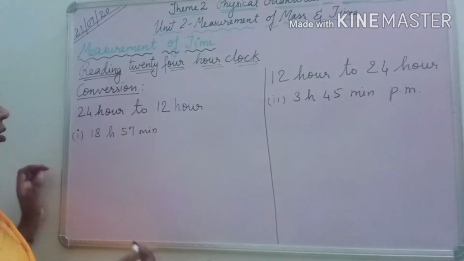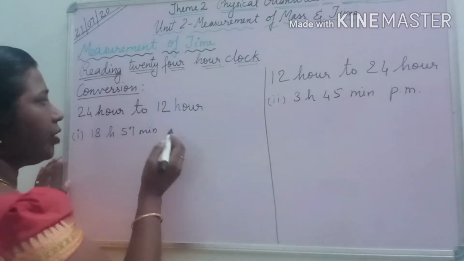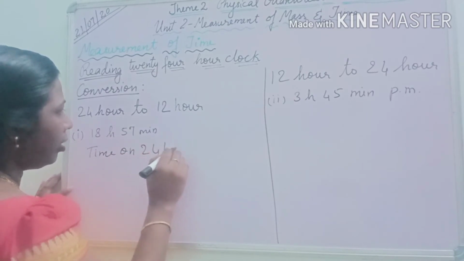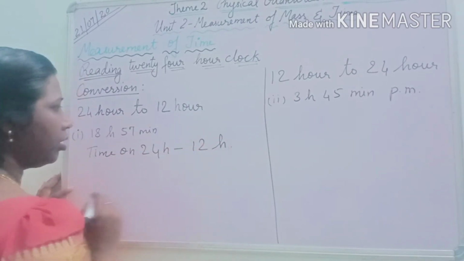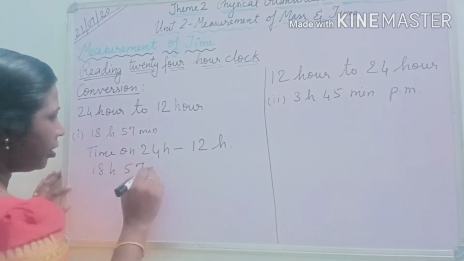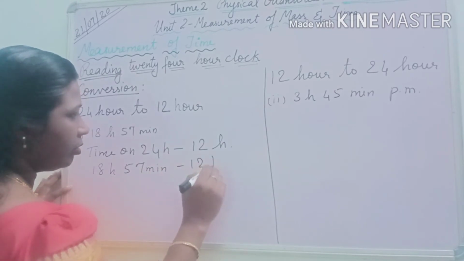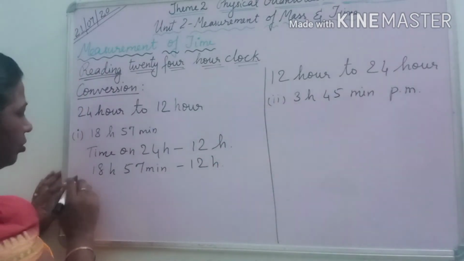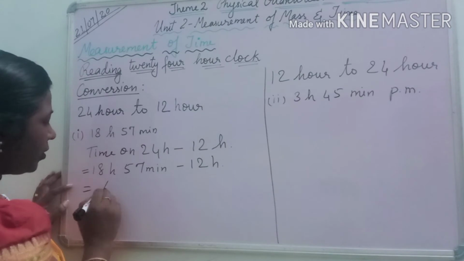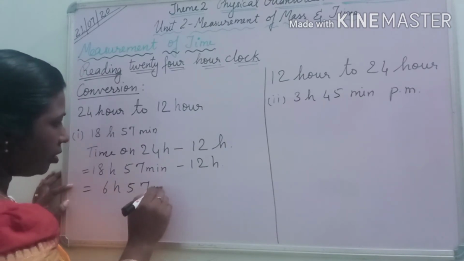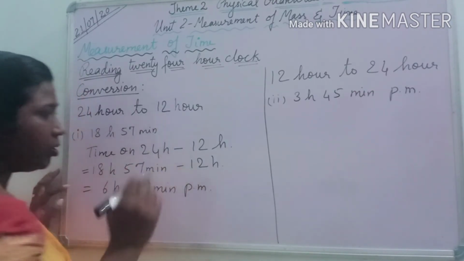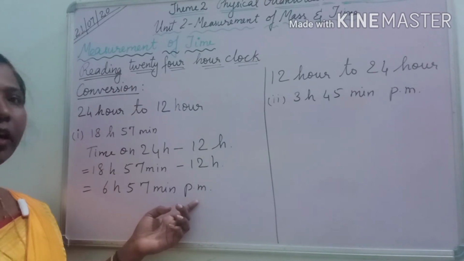Now see how we will notate it. 18 hour 57 minute time on 24 hour, minus 12 hour. So it will be 18 hour 57 minute minus 12 hour, that is 18 minus 12, which is 6 hour 57 minute, that is 6 o'clock PM. So we will write PM. So 12 hour time is represented by AM and PM.